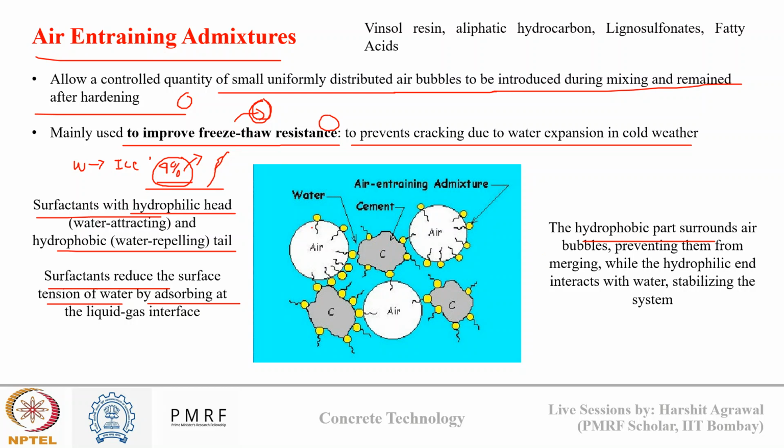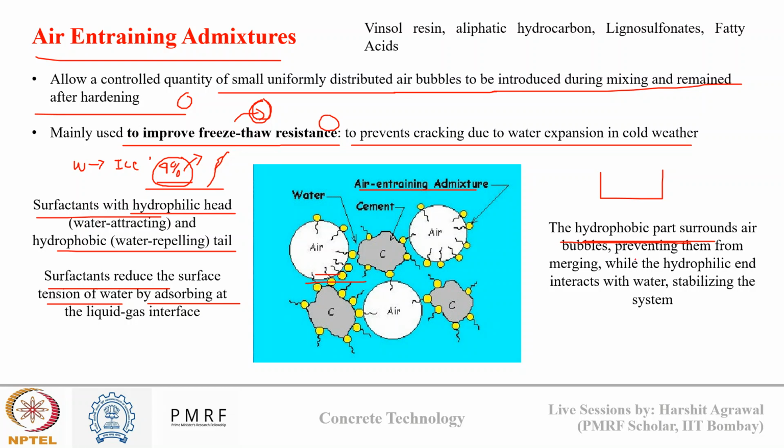Initially, we know during pouring of concrete, there are voids inside concrete. So these admixtures surround the air voids and stabilize them from rupturing. Okay, so when we do compaction, we see that air voids merge with each other and rupture, and they densify concrete. But when we add air entraining admixtures, they don't allow air voids to interact with each other, and these air voids stay inside the system and are not broken. So that is the purpose of the hydrophobic part.